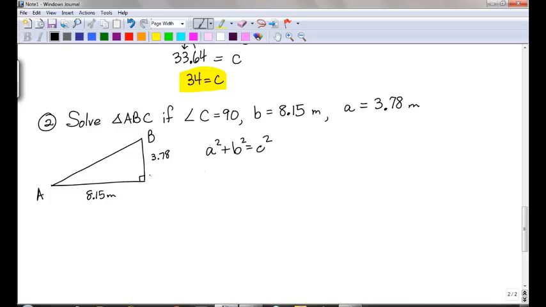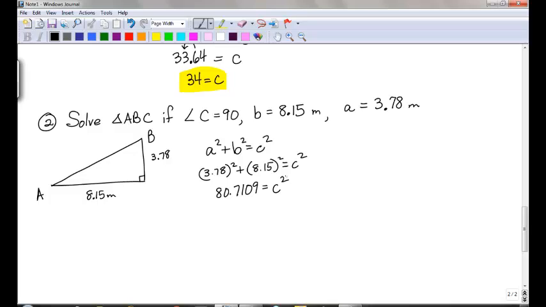So we'd have our A is 3.78 squared. Should be able to just punch this right in on the calculator. Okay, so 3.78 squared plus 8.15 squared. Okay, I get 80.7109. Notice it's storing all the rest of that. Okay, and that's C squared.